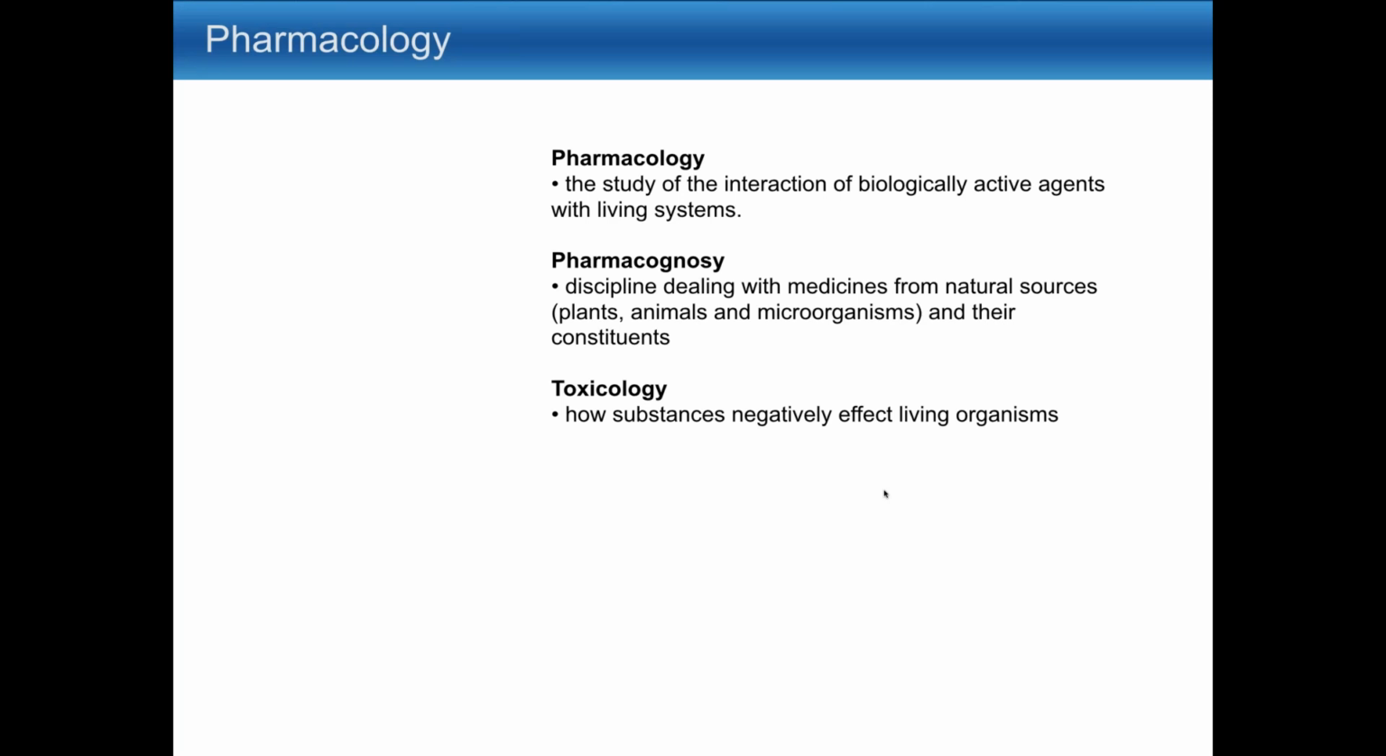Pharmacology is basically the study of how substances interact with living systems. So how biologically active agents, meaning drugs potentially, interact with living systems, okay? Pharmacognosy is a discipline of that, where you're looking at natural substances that usually come from plants, but could also come from animals, microorganisms, seaweed, things like that, and how these compounds interact with living systems. Toxicology refers to how stuff, could be drugs, could be toxins, interacts and causes harm, okay?